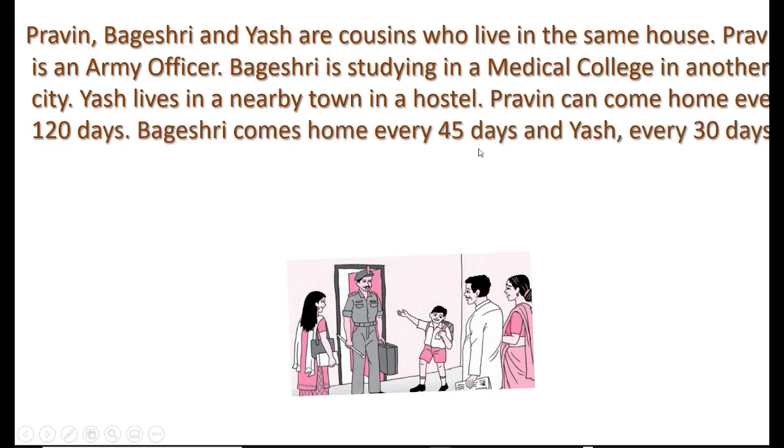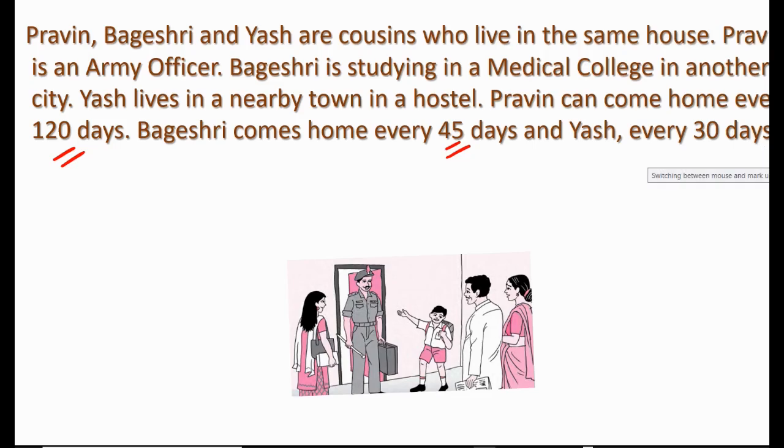Praveen can come home every 120 days. In the army, they cannot always run home; he can come only once in 120 days. Bhagyeshri can come home every 45 days.